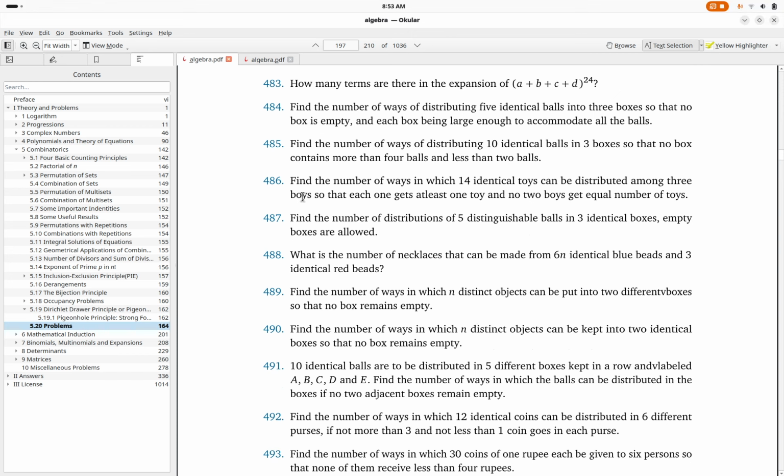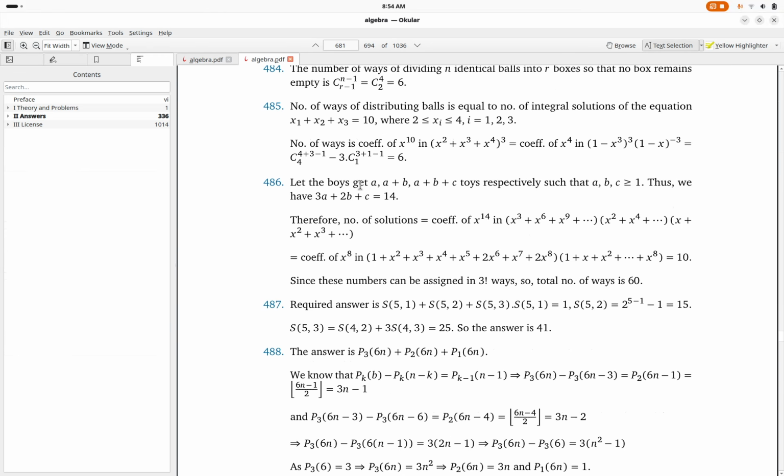Question 486 says: find the number of ways in which 14 identical toys can be distributed among 3 boys so that each boy gets at least one toy and no two boys get an equal number of toys. Let the boys get a, a plus b, a plus b plus c toys respectively, such that a, b, c are greater than or equal to 1. In this case, they will not get the same number of toys. So 3a plus 2b plus c is equal to 14, and all are at least 1.